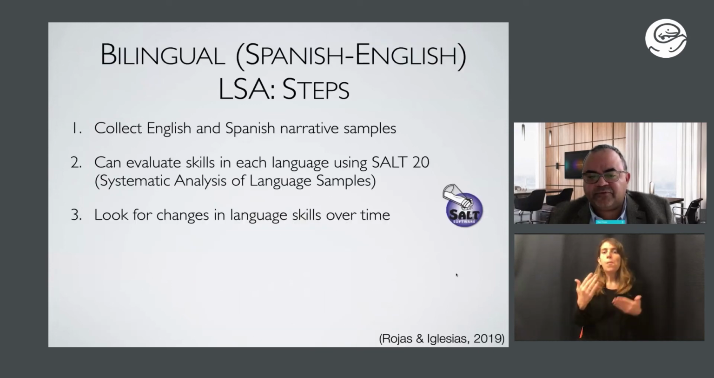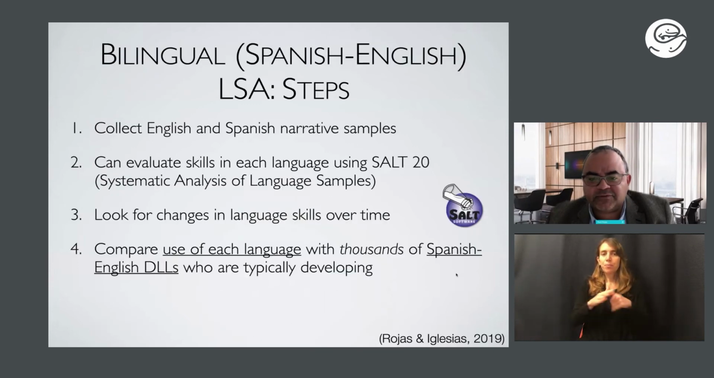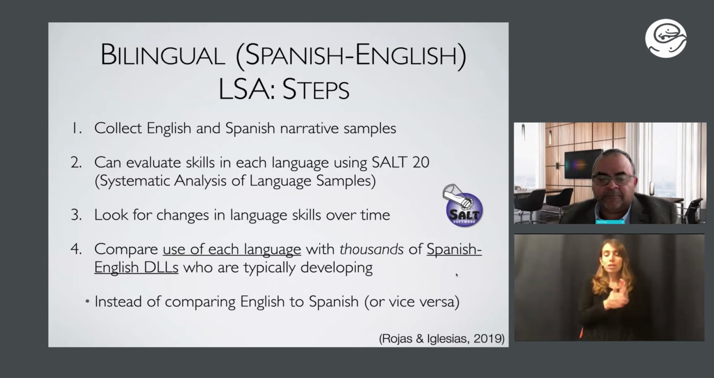So what are the steps? These are basic steps, right? You collect the samples, probably in both languages. You can evaluate them multiple different ways. One way is to use this software called Systematic Analysis of Language Transcripts. And you want to look for how the kids compare to these databases, but also maybe how their language skills change over time, if it's a kid who's already in therapy, for example. And you're going to compare them to other bilingual kids rather than comparing them to monolingual kids.